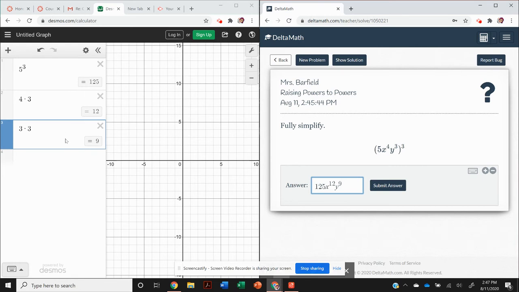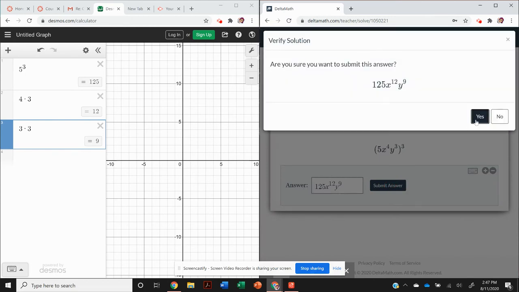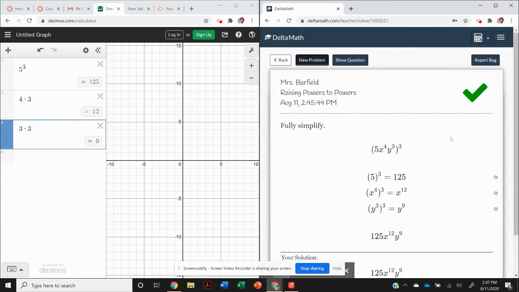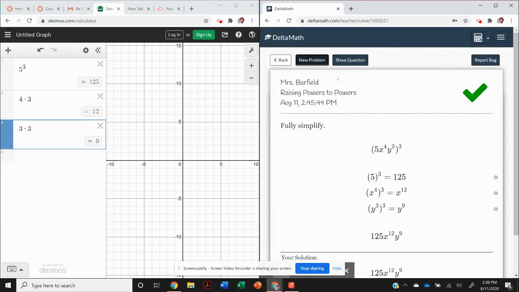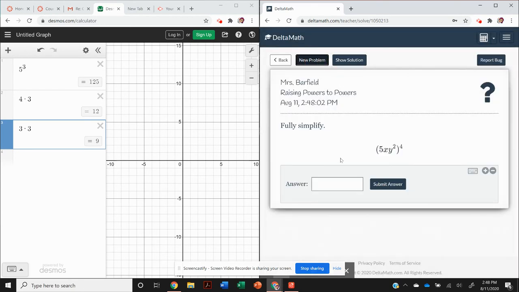Then I multiplied my exponents for the x. This right here, if you're looking on the left of the screen, was for the variable x. This is for the variable y. I'm going to submit my answer. Yes, got the answer. And then you've got another detailed explanation here from Delta Math. So let's try another one. I'm going to skip that one.